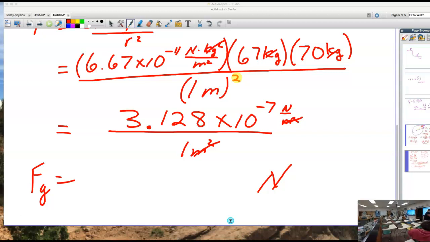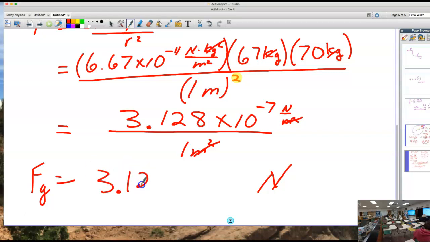Did we confirm it? 3.128 times 10 to the negative 7? Yes, we did. Okay. So then we just divide that by 1. I'll do that one for you. I know I'm very generous. So it's 3.128 times 10 to the negative 7 newtons.